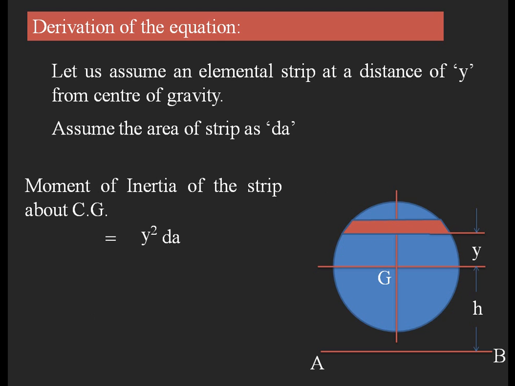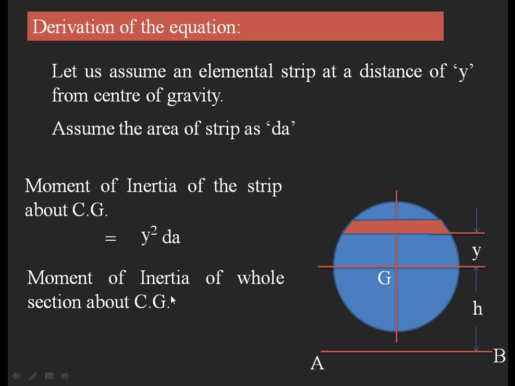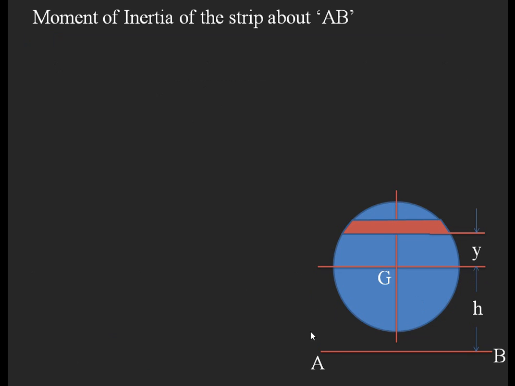Okay, so when we want to write the moment of inertia of the whole section about CG, we need to apply the integral with particular ranges, limiting values. So the moment of inertia of the whole section about CG, represented by I_G, is equal to the integration of y square dA. This integration is applied according to the limiting values to cover the entire section. Remember this formula.